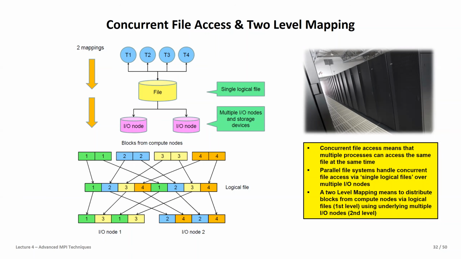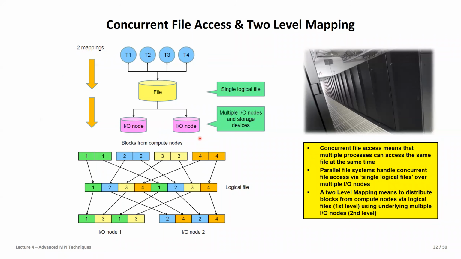So in order to really enable this concurrent file access, there's a so-called two-level mapping implemented, where you have, of course, the view of all these different threads and processes writing into one single file. But this is just a logical file, really. It's not the physical file, because this will be mapped to different I/O nodes, where then basically you have the real devices.